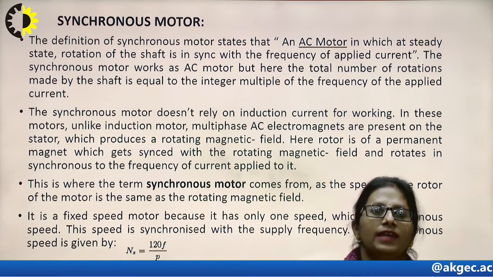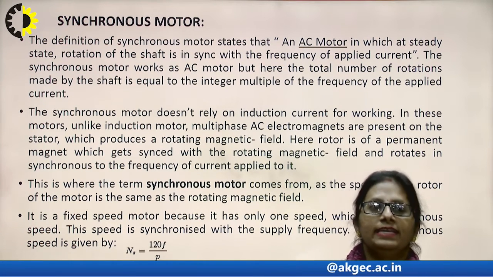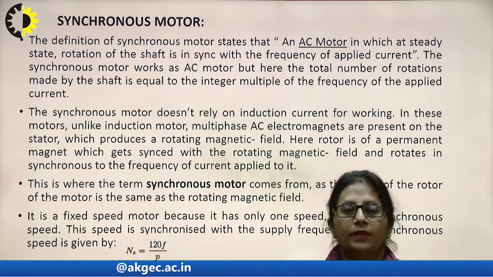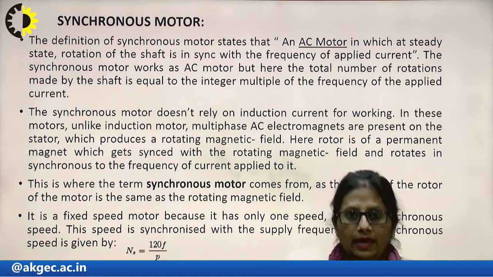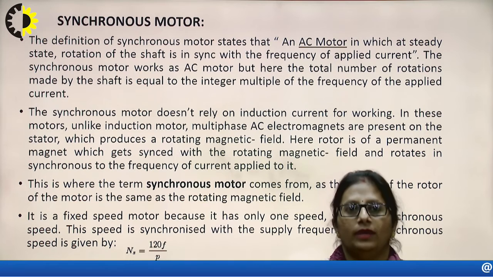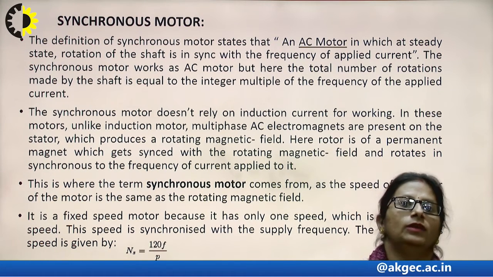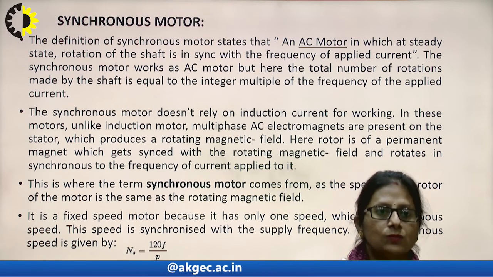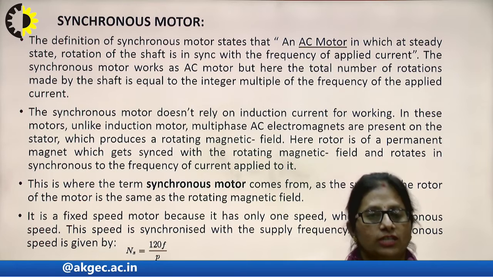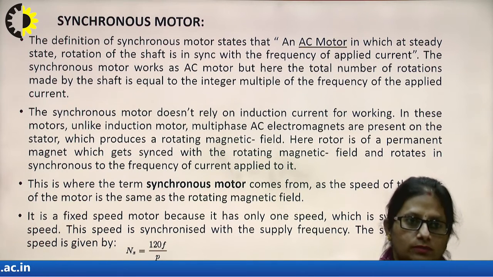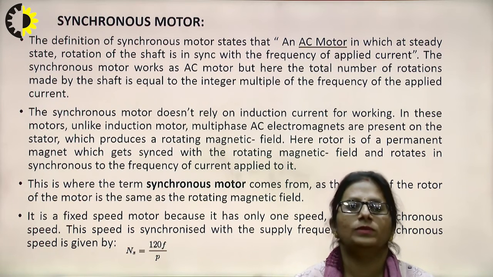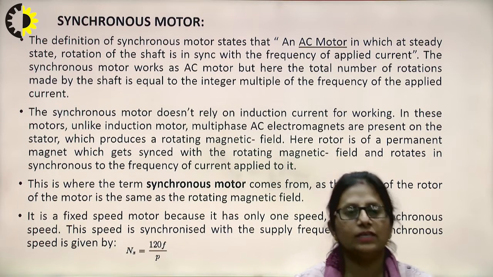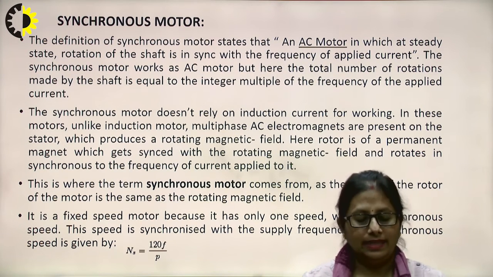So the synchronous motor doesn't rely on induction current for working. In this motor, unlike the induction motor, the multiphase electromagnets are present on the stator, which produces a rotating magnetic field. Here, the rotor is a permanent magnet which gets synced with the rotating magnetic field, and then the rotor rotates at synchronous speed, in sync with the frequency of the current applied to it. That is why the term synchronous motor is used for this machine, as the speed of the rotor is the same as that of the rotating magnetic field, which is the synchronous speed given by 120 F by P, where F is the frequency of the input supply and P is the number of poles on the rotor.